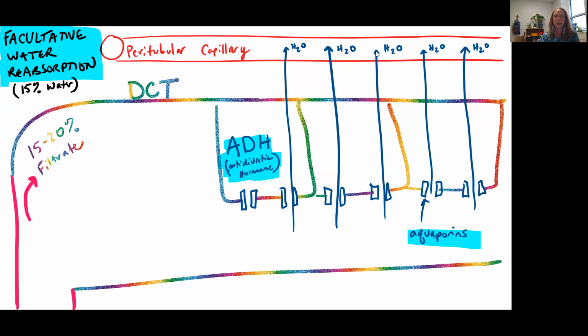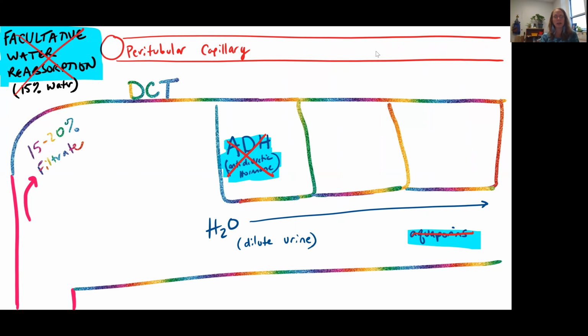In the presence of ADH, the simple cuboidal cells will make aquaporins, which are special water channels to accelerate the movement of water into the peritubular capillary. So we'll see that water being reabsorbed. If you don't have ADH, then you don't get the facultative water reabsorption. You don't make those aquaporin channels. And so that water is just going to leave with the urine. So that's going to produce a large amount of dilute urine instead of a small concentrated urine.